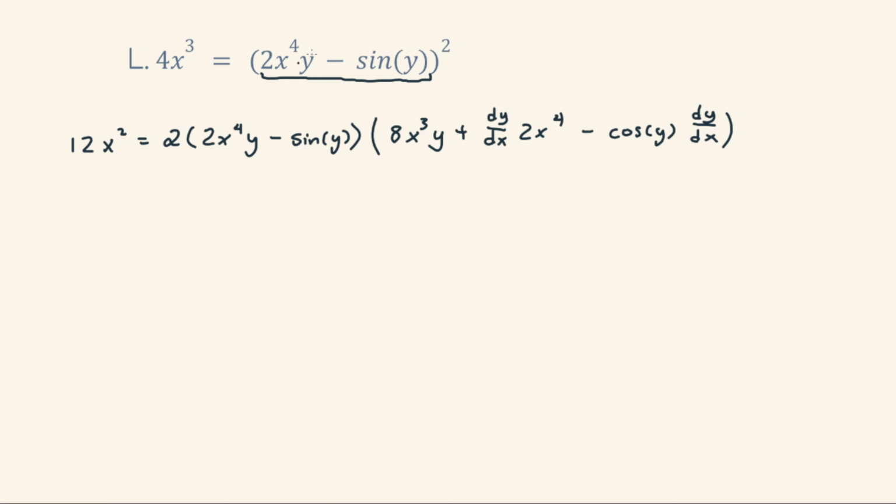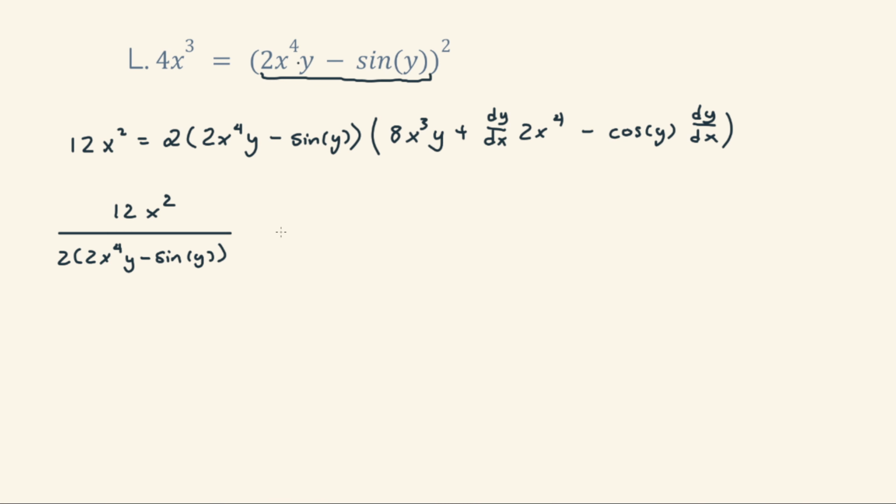All right. So, yeah, in this case, I don't really feel like expanding, like multiplying this to this guy and that guy, okay? But notice I don't have any dy over dx's on this left side. So actually what I'm going to do is divide both sides by this guy, okay? So I'm going to have 12x squared all divided by 2 times 2x to the 4y minus sine y.